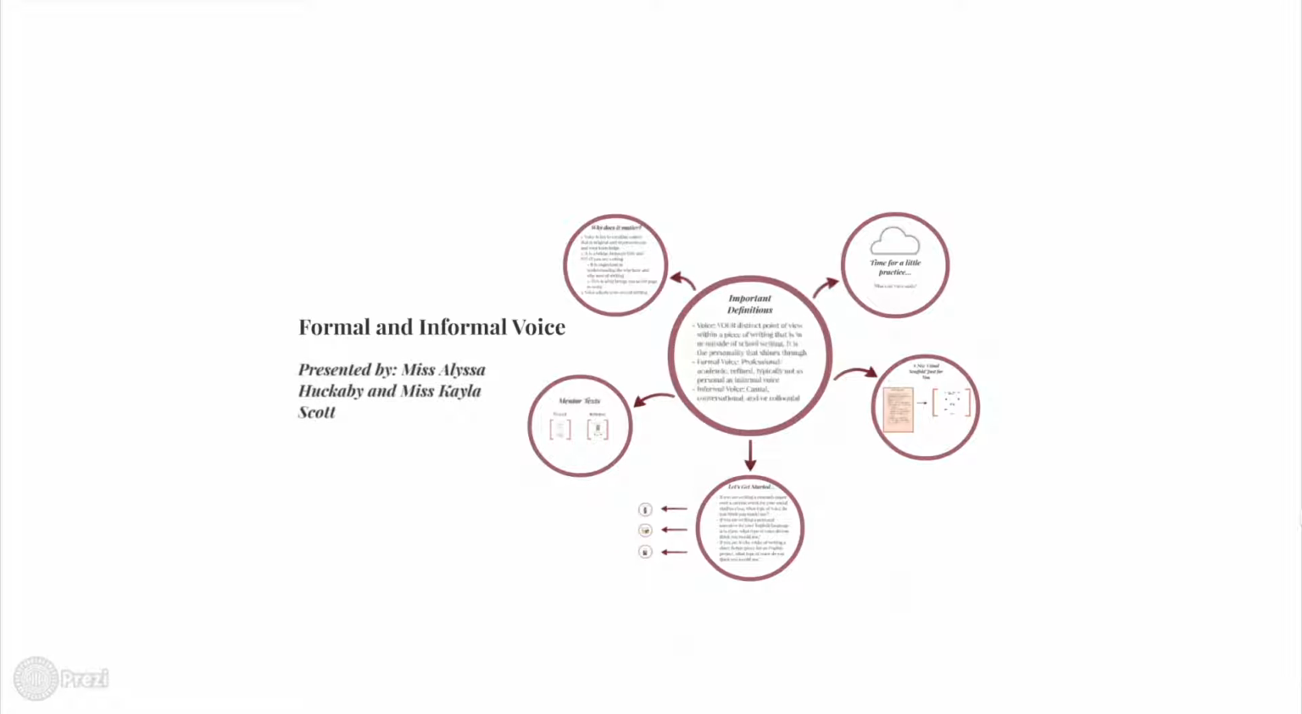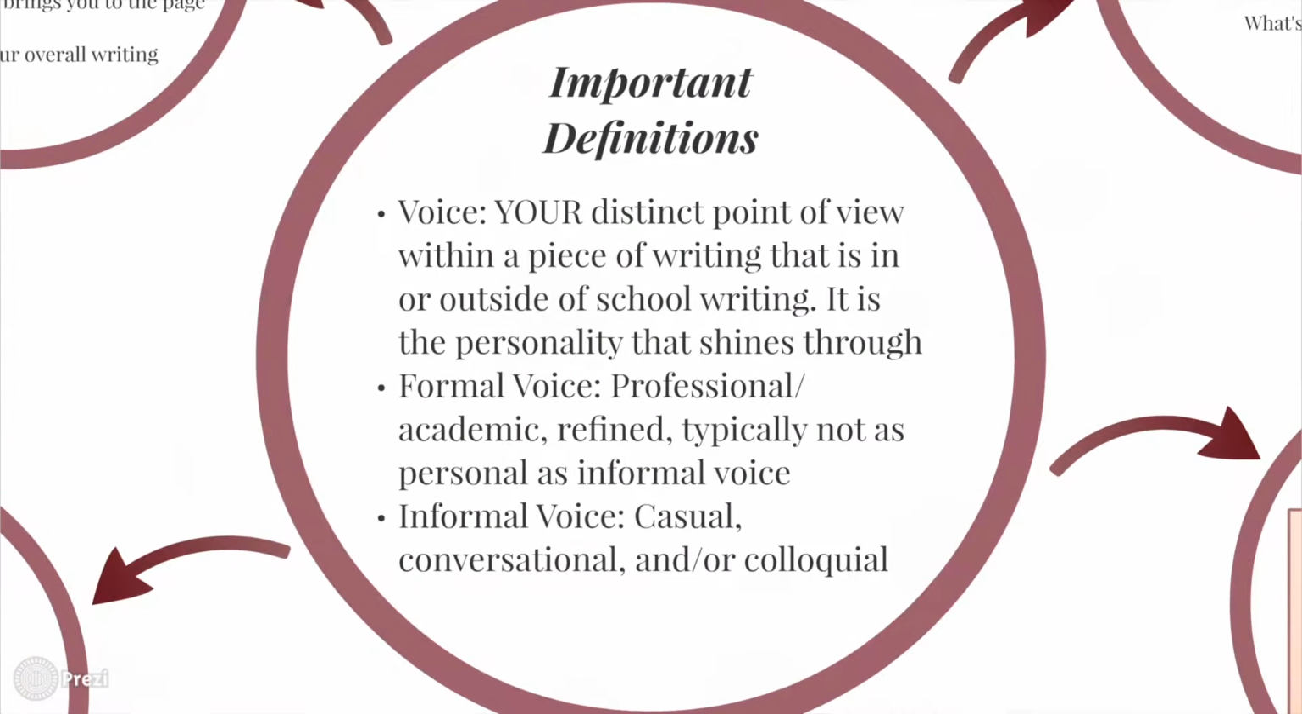We'd like to talk to you about how to write in formal and informal voice. So to open the lesson up today, we just have a few simple definitions. The first definition that we have for you is voice. This is your distinct point of view within a piece of writing, and that can be a piece of writing within school or without school. It is also the way that your personality shines through within your own writing. It basically just sets your writing apart from other people's writing.